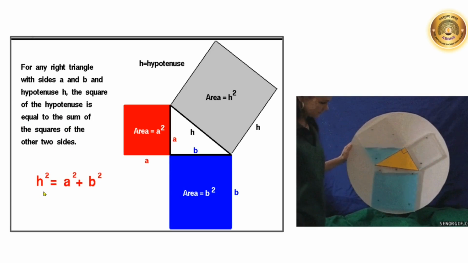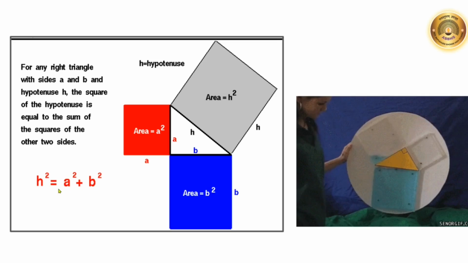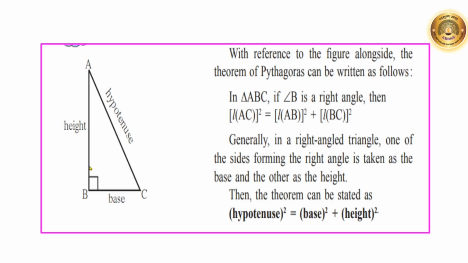So we can write H square is equal to A square plus B square, where A and B are the lengths of the sides of the right triangle and H is the length of the hypotenuse. Now with reference to the figure, the theorem of Pythagoras can be written as follows. In triangle ABC, AC is the hypotenuse. So we can write length AC square is equal to length AB square plus length BC square. So we can state the theorem as hypotenuse square is equal to base square plus height square.